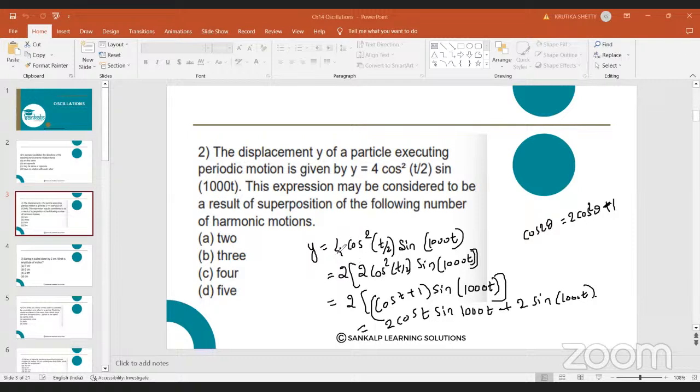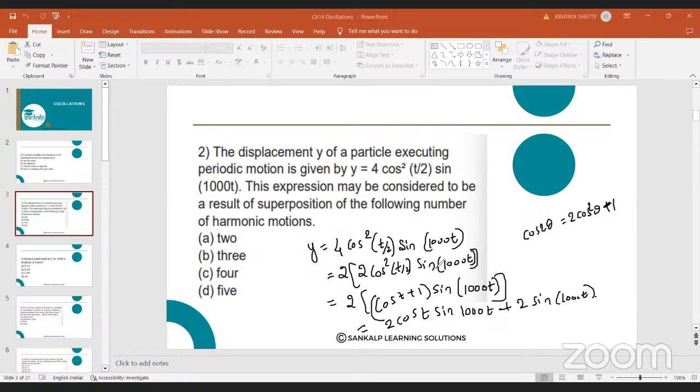Okay, once again I'll explain this. That is, the given equation is y is equal to 4 cos square t by 2 into sine 1000 into t. So this 4 I am splitting as 2 into 2. Therefore 2 is common. Inside the bracket we have 2 cos square t by 2 into sine 1000 into t. So this is at least given.